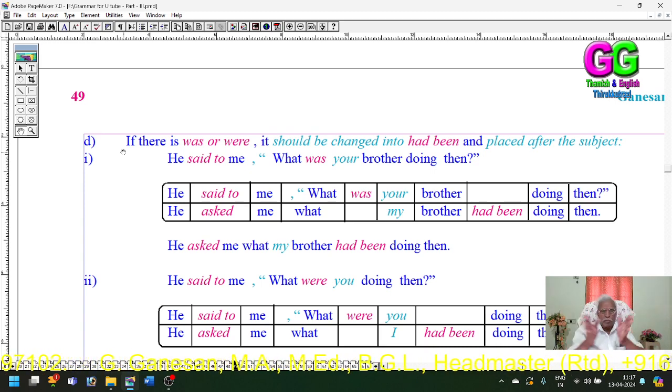We need not bother about whether the subject is singular or plural. There is no question about it. It is quite immaterial. Was or were should be changed into had been and placed after the subject. That's all.